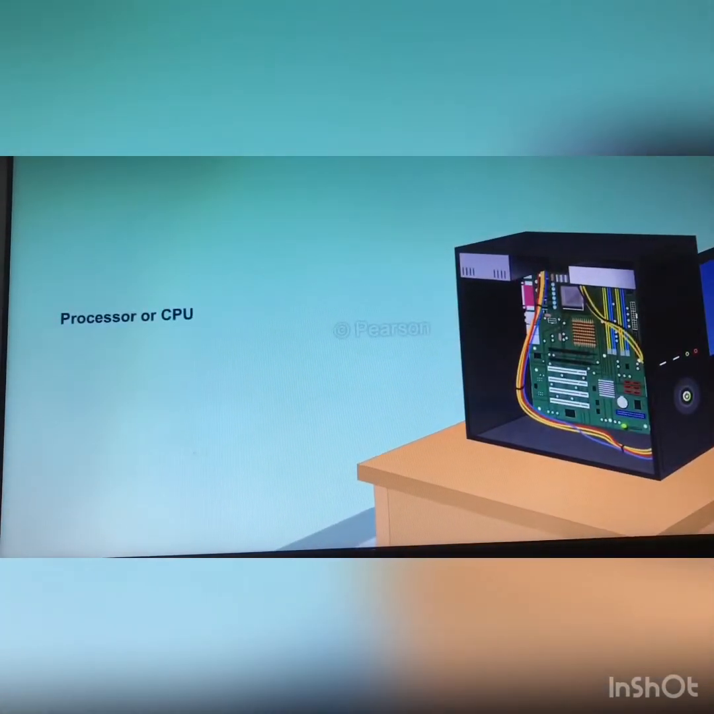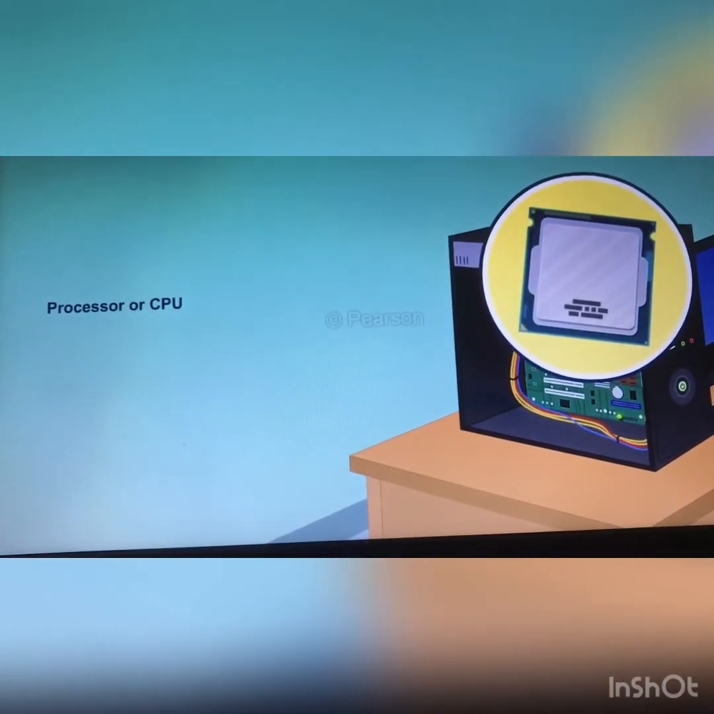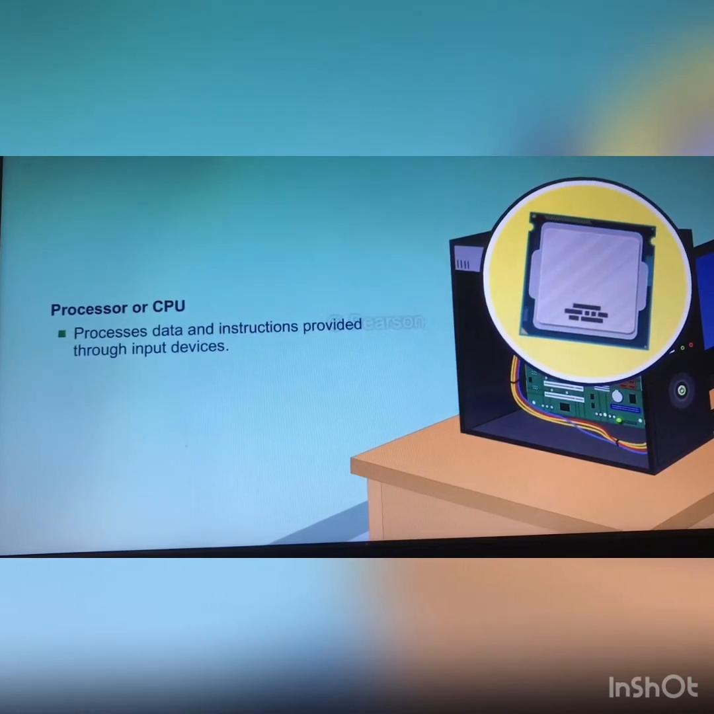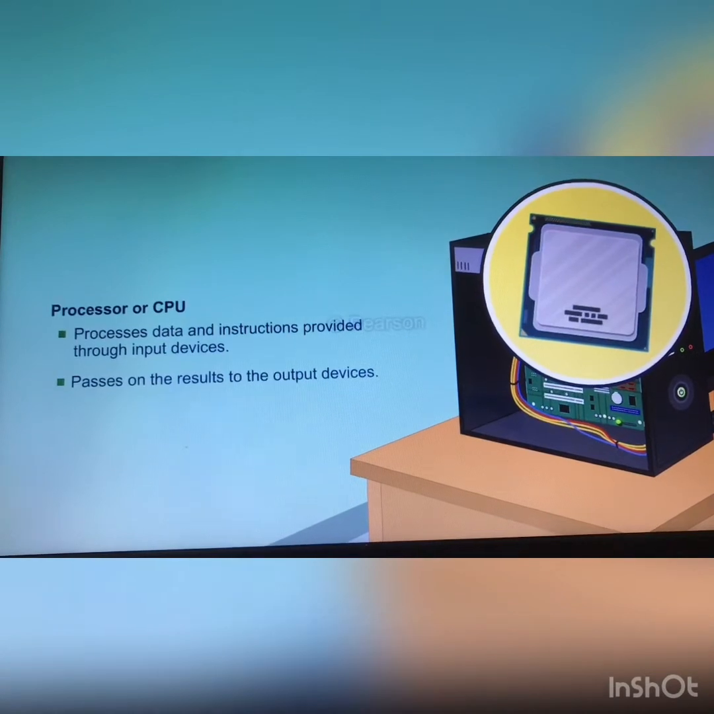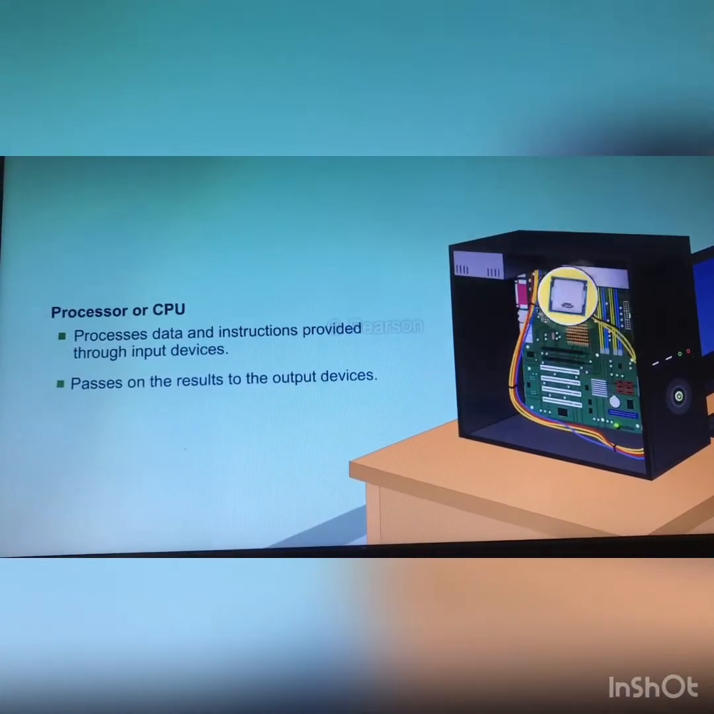The CPU contains the brain of the computer system, the processor. It processes the data and instructions provided through the input devices. It then passes the results of processing to the output devices, such as the monitor or the printer.